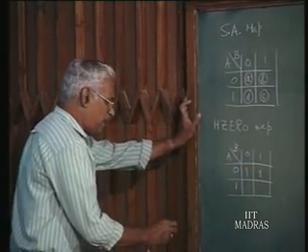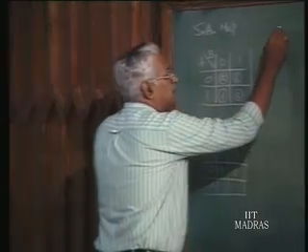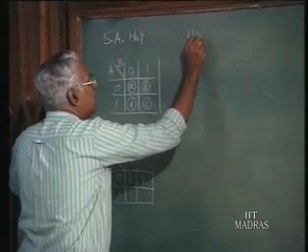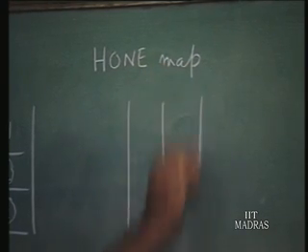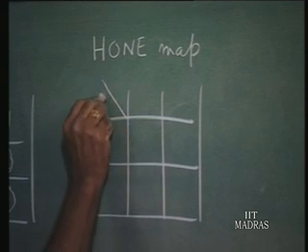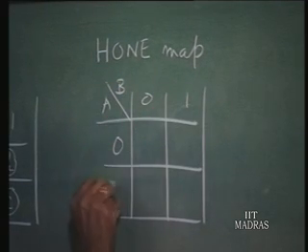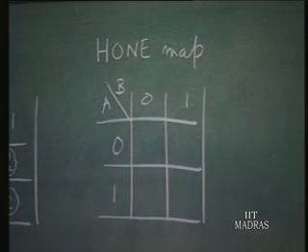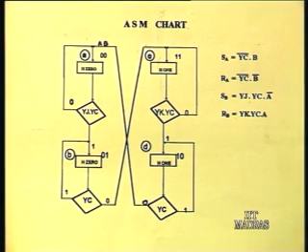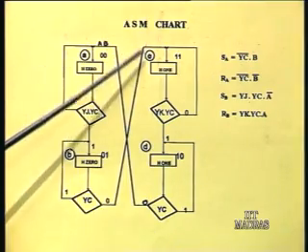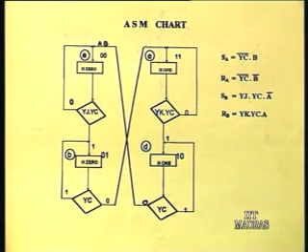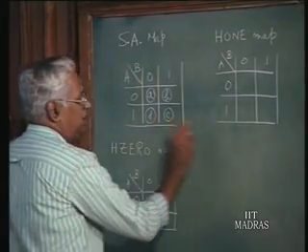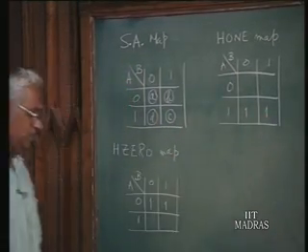Now, similarly we can have the H1 map, again similar, not much of a difficulty. A B assuming values 0 1, and see the ASM chart again. H1 is generated in state C and again in state D, right. So, the H1 map will show that in states C and D, H1 will be generated, good.